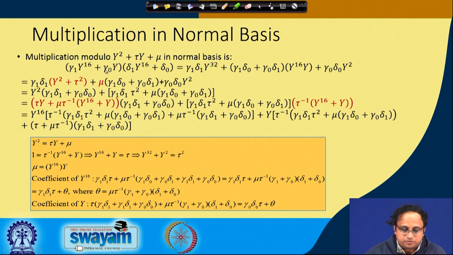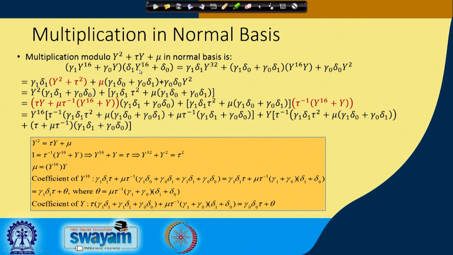Now, if you multiply this with another element, say delta 1 y power of 16 plus delta 0 y, you can easily understand that I will get y power of 32, because y power of 16 and y power of 16 get multiplied. The other terms will be gamma 1 delta 0 plus gamma 0 delta 1, times y power of 16 into y, plus the term gamma 0 into delta 0. I have missed out a y here, so please add a y here.